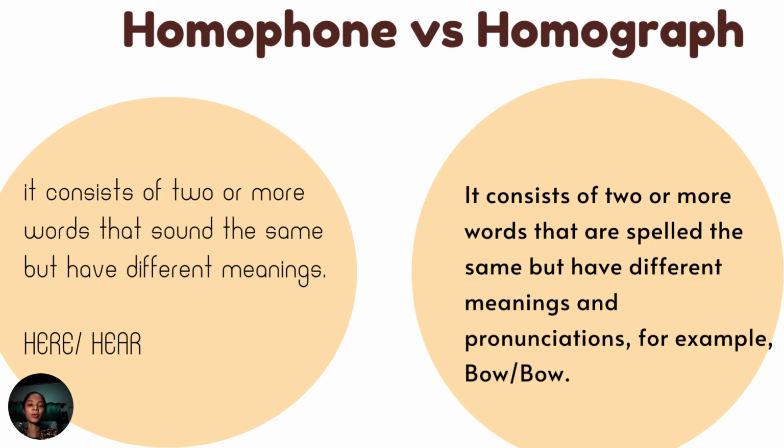Homophone versus homograph. Homophones are two or more words that sound the same but have different meanings. For example, the preposition here, sorry, the adverb here, and the verb here. Homograph. It consists of two or more words that are spelled the same but have different meanings and pronunciation. For example, bow, bow, and bow as in bow down, which is to show reverence.